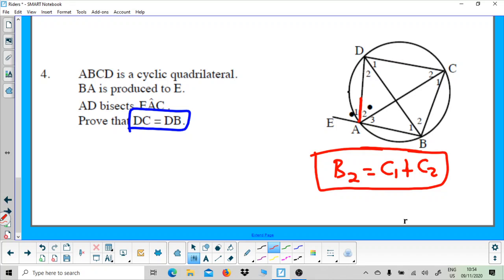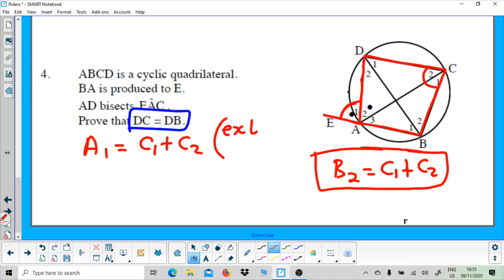Please remember we have a cyclic quadrilateral. Our cyclic quad is still here. And the good part is that we have an exterior angle, this angle A1. From what we remember, that exterior angle, which is A1, must be equal to the opposite interior angle, which is this one. So A1 is equal to C1 plus C2. This is because it's the exterior angle of a cyclic quad. Okay, that is us saying A1 is equal to C1 plus C2.